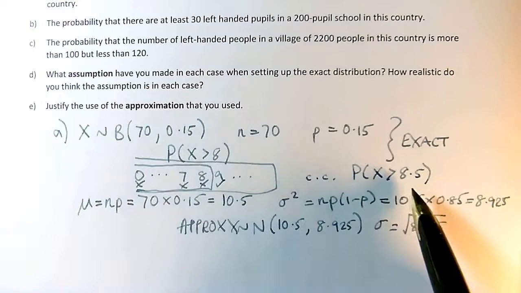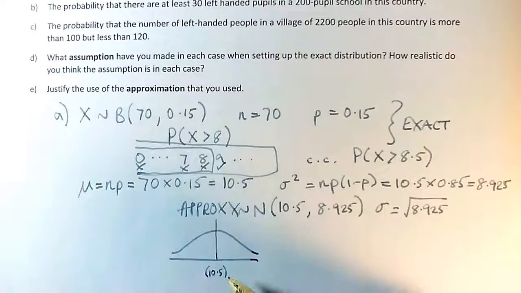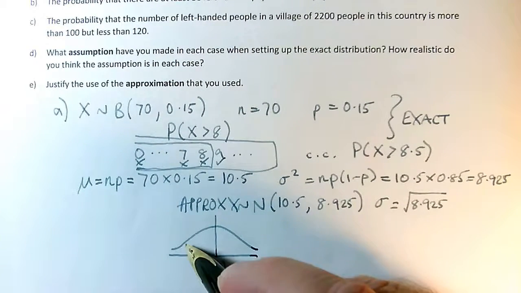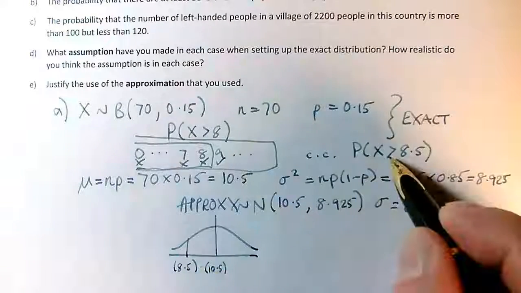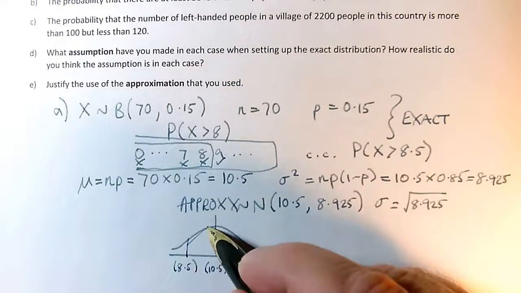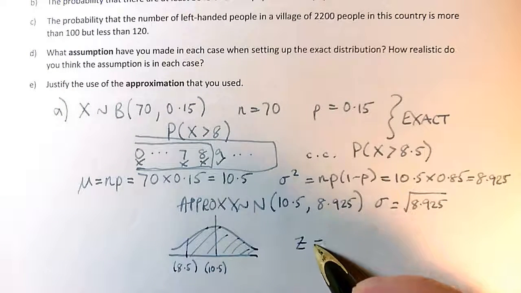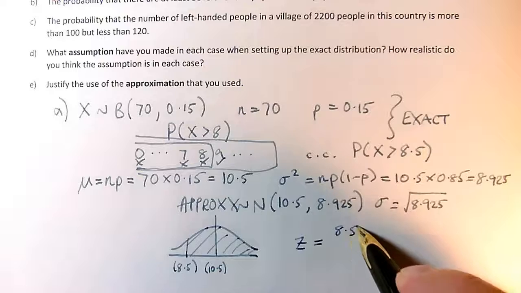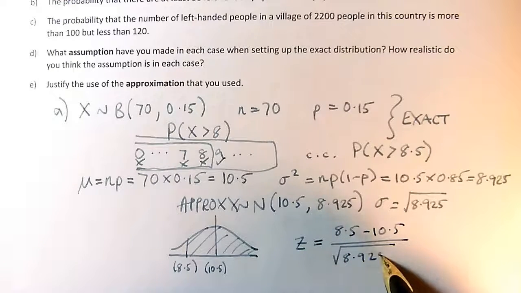I've got a normal distribution, I've got an 8.5 value, so I do my sketch. My normal's got a mean of 10.5, so I put that in the middle. The value that I've got from my continuity correction is 8.5, it's this side. I want to be greater than 8.5, so this is the region that's shaded. I'm ready to work out my z, which is the value 8.5 minus the mean 10.5 over the standard deviation, square root of 8.925. I'm expecting a negative value.